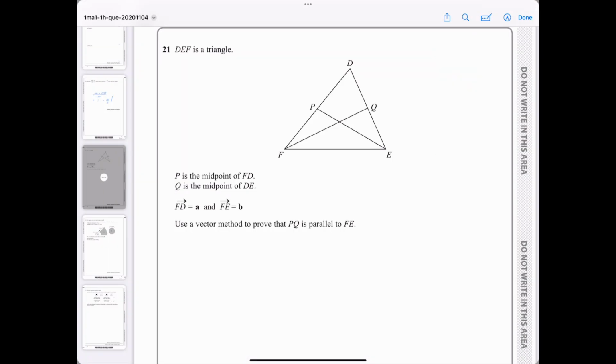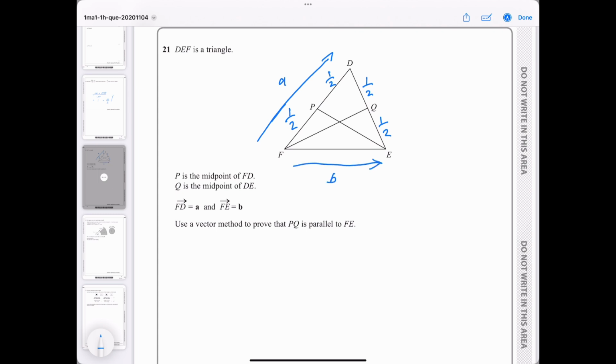Okay, DEF is a triangle. P is the midpoint of FD, so that's half, half. Q is the midpoint of DE, so that's half, half. And FD equals A, so from there to there is A. FE equals B, so that looks like that.